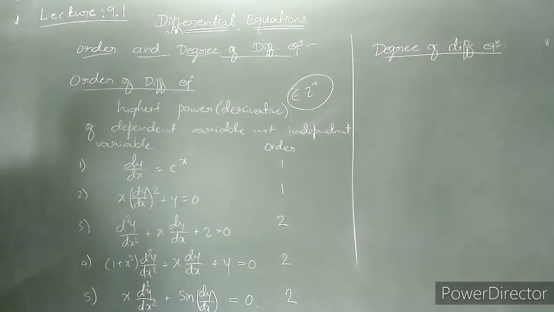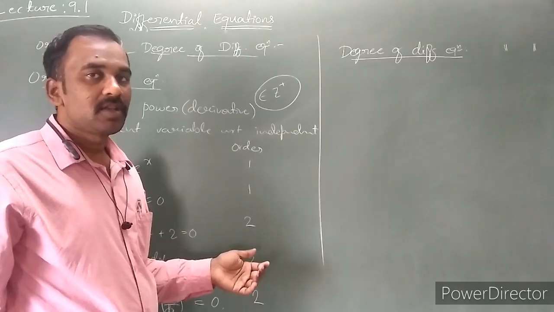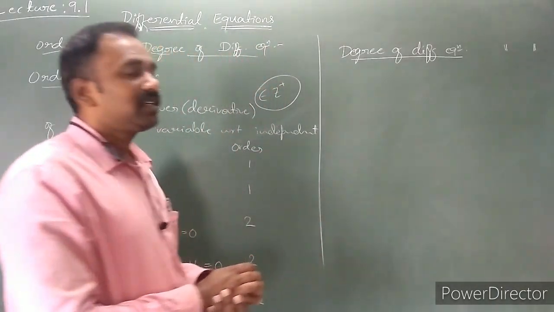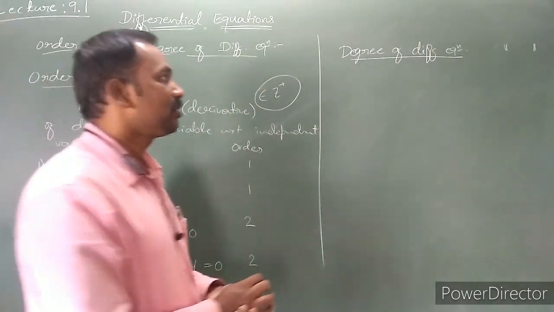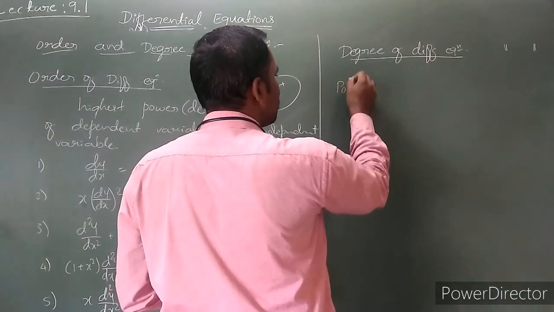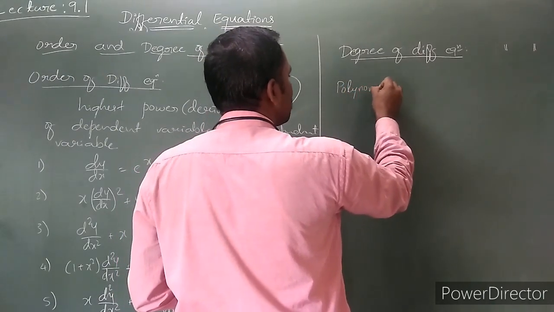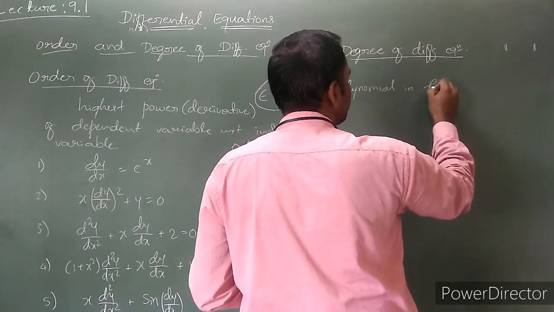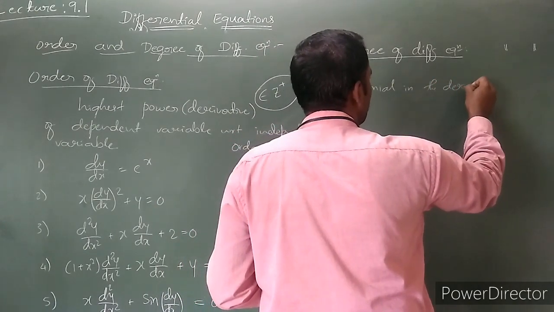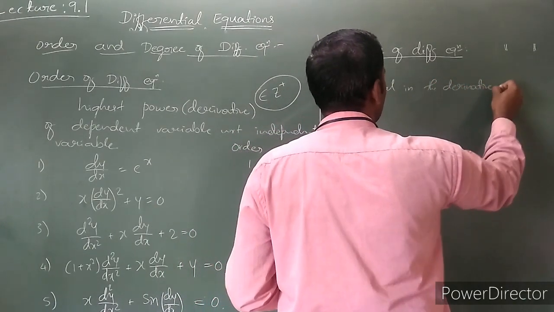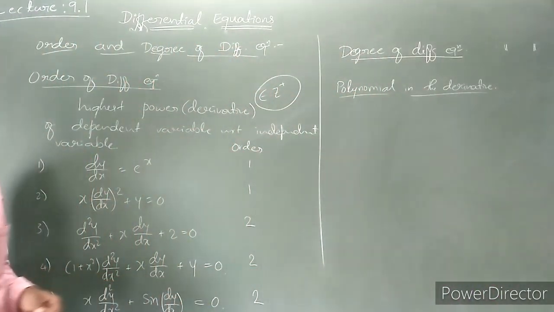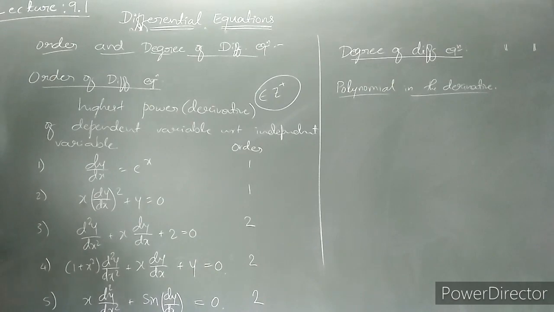Degree of the differential equation. Here, to come to know what the degree of the differential equation is, first of all you should know what a polynomial in the derivative is. Polynomial in the derivative. We already know what a polynomial equation involving the variable x is.